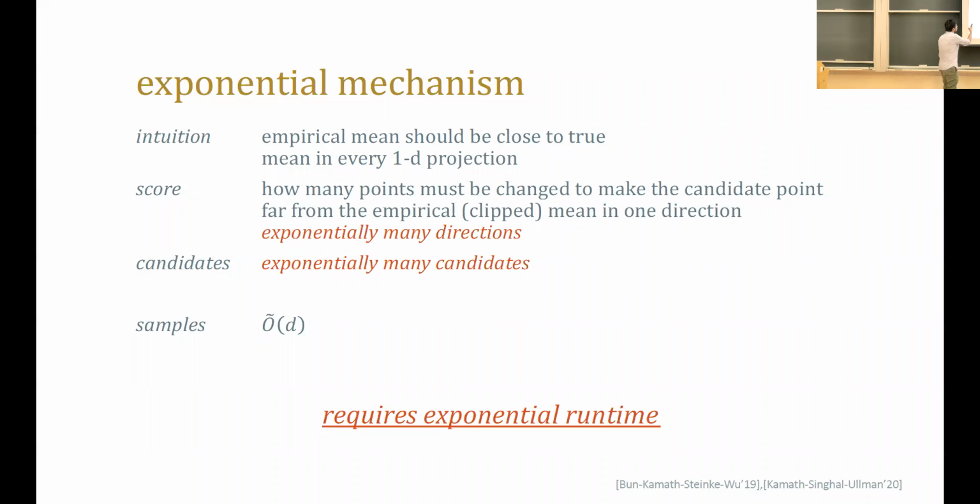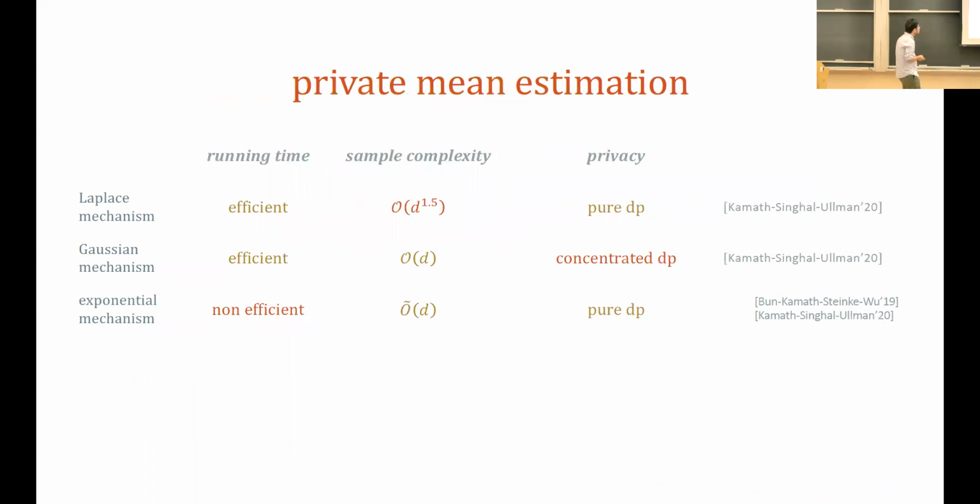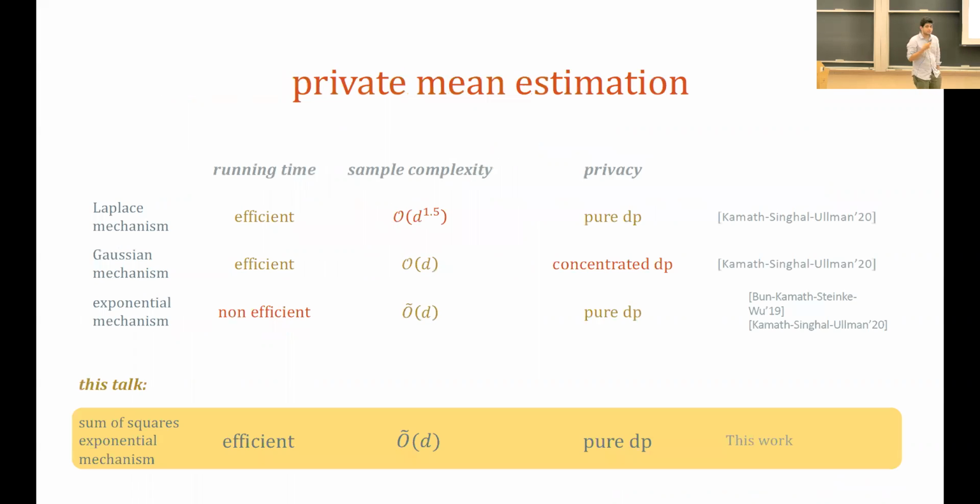But the good news is that the sample complexity is going to be of d. And as I mentioned, you have two points in this algorithm where you run into exponential runtime. So this algorithm is going to be non-efficient. It requires exponential time. It's going to have the right sample complexity and it's going to have the right notion of privacy. And as you might have already guessed, our result is that we can get all of these three desiderata using the sum of squares exponential mechanism.